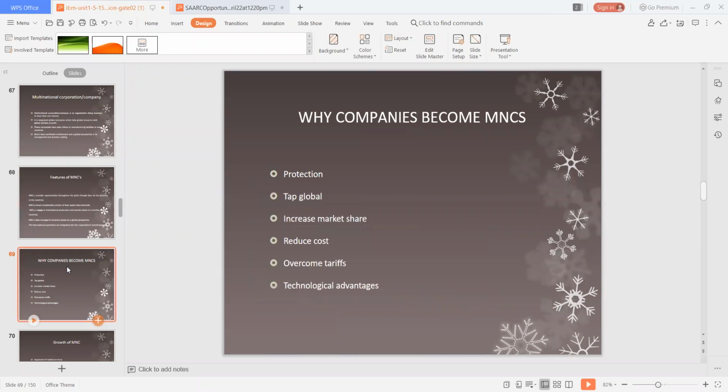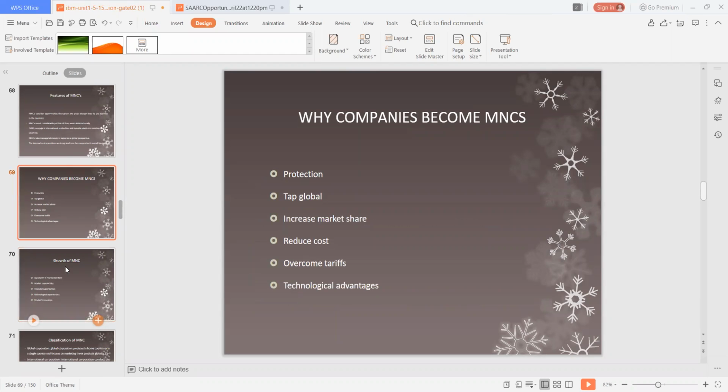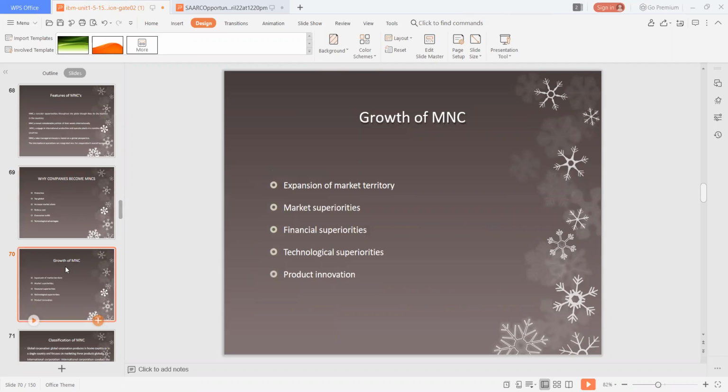And why do companies become MNCs? Protection, tapping global activity, increasing market share, reducing cost, overcoming tariffs, technological advantage. So these are the advantages of why companies become MNCs. Growth of MNCs: expansion of market territory, market superiorities, financial superiorities, technological superiorities, and product innovation.